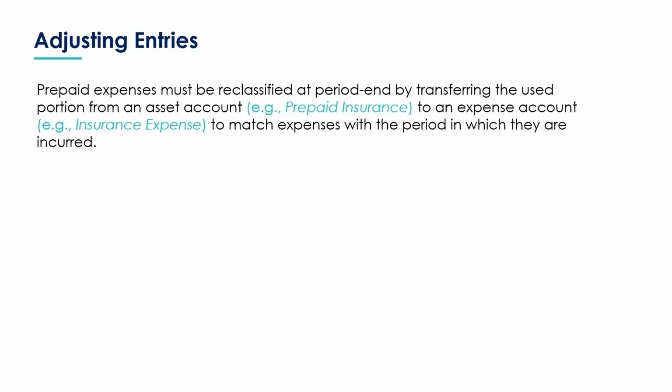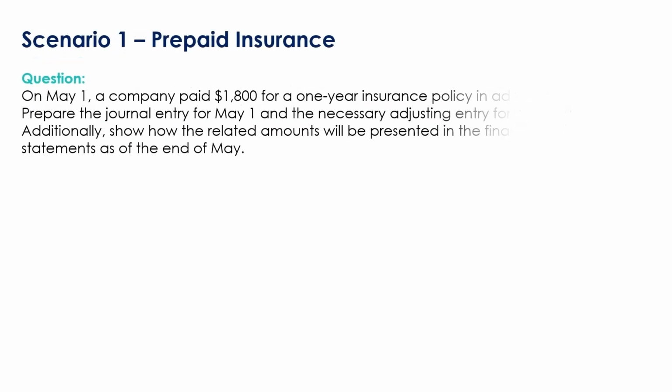Now, let's look at a scenario to see how this works in practice. Let's analyze this scenario. On May 1st, the company paid $1,800 for a one-year insurance policy in advance. Our task is to record the initial payment, prepare the necessary adjusting entry at month end, and determine how these amounts will be presented in the financial statements as of May 31st. Let's begin with the payment on May 1st.